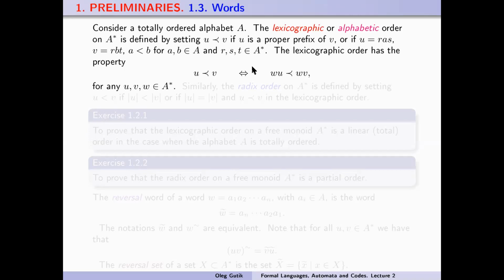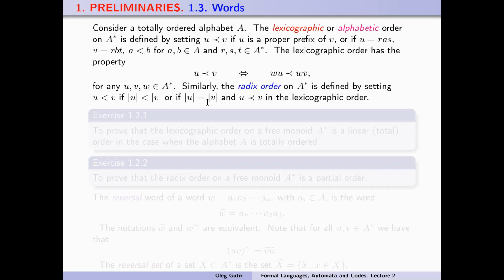The lexicographic order on the free monoid has the following nice property: u < v if and only if wu < wv for any words u, v, w from the free monoid. I recommend you prove this property, but it is very simple to prove.